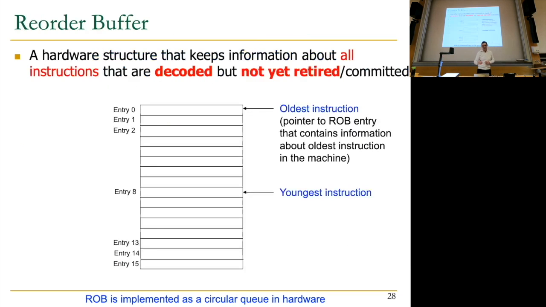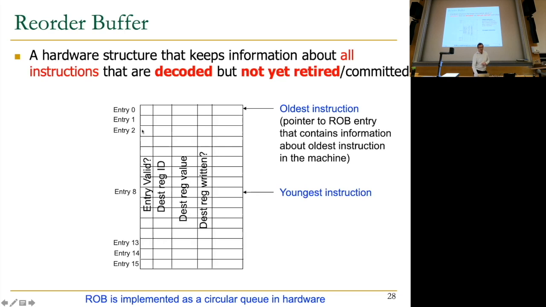Okay, so let's take a look at this. I'm going to show you an example of this. But this is a hardware structure. The reorder buffer is a hardware structure that keeps information about all instructions that are decoded, but not yet retired or committed, as we have discussed. So it's a circular queue in hardware. In this case, you see a 16-entry buffer. As with any circular queue, you need to have pointers. The head points to the reorder buffer entry that contains the information about the oldest instruction in the machine. And then there's a tail pointer, which points to the youngest instruction. And this can be empty, of course, and there needs to be some semantics that need to be satisfied with empty queues. But basically, that's the idea.